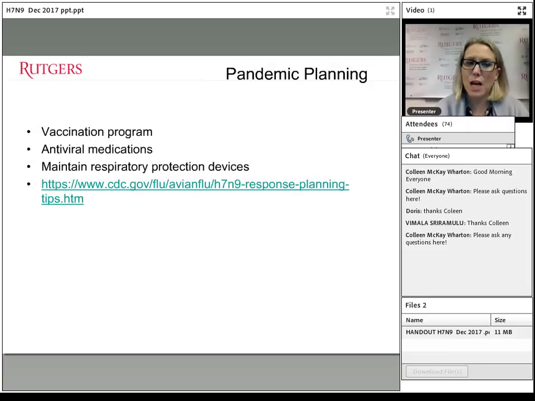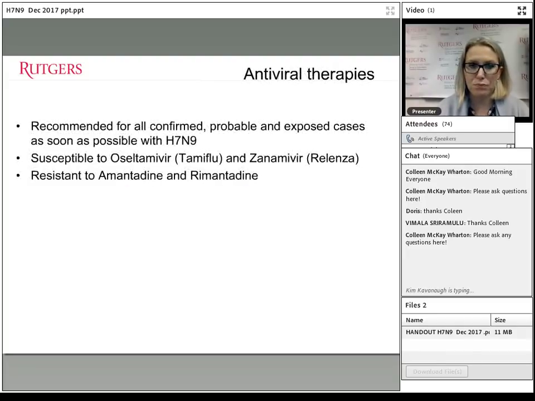And then the last thing is maintaining respiratory protection devices. So as we saw with Ebola, after a while it became very difficult to get more N95s. The suppliers were running behind on manufacturing them, and because they're disposable, people were wearing N95s more than usual, and we were shipping them overseas. And so maintaining an adequate supply, but making sure that they're in good shape and not damaged or wet, will help with the pandemic planning as well.